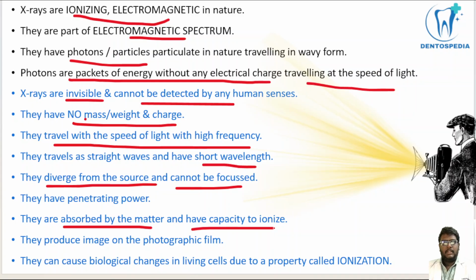So we have discussed that X-rays are a kind of ionizing radiation, so they have the capacity to ionize matter. Ionization is nothing but the process of conversion of an atom into an ion. They can produce an image on photographic film, and that's why we use X-rays for diagnosing conditions. They can also cause biological changes such as cancers in human tissues.